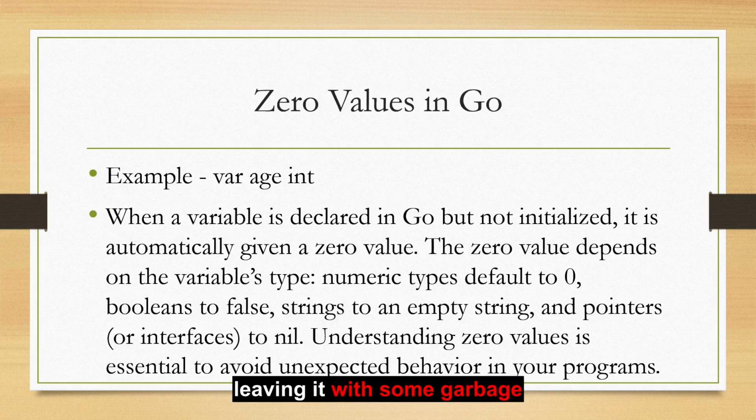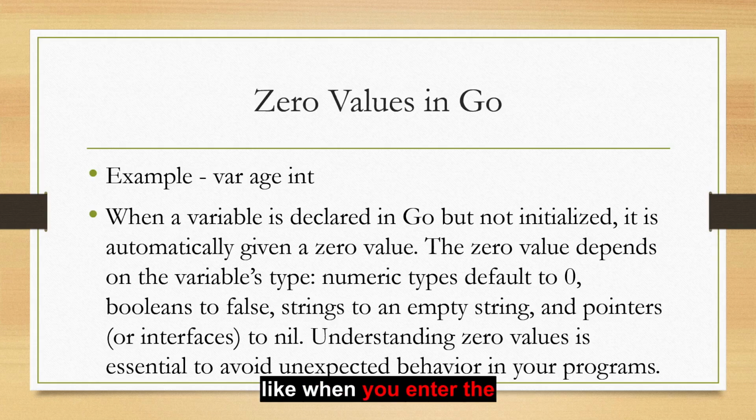If you never give it a value, well, Go is super useful here. Instead of leaving it with some garbage data or causing an error, Go automatically gives it a default value, which we call the zero value, and this zero value depends on the type of the variable. So if it is a number like int or float, it gets zero. If it is a boolean, it becomes false. If it is a string, it becomes an empty string, which is just a double quote. And if it is a pointer or something like an interface, it gets nil.